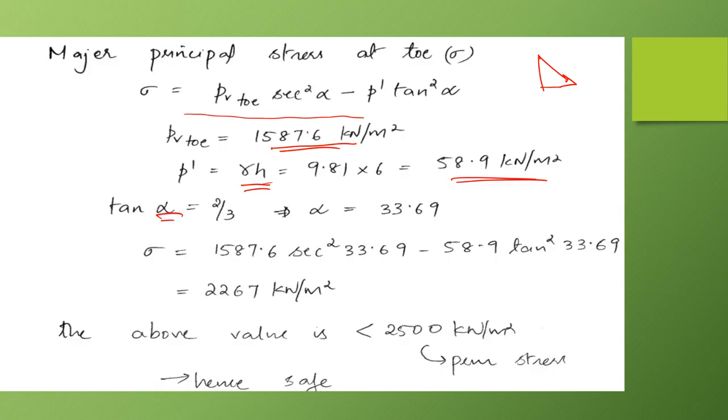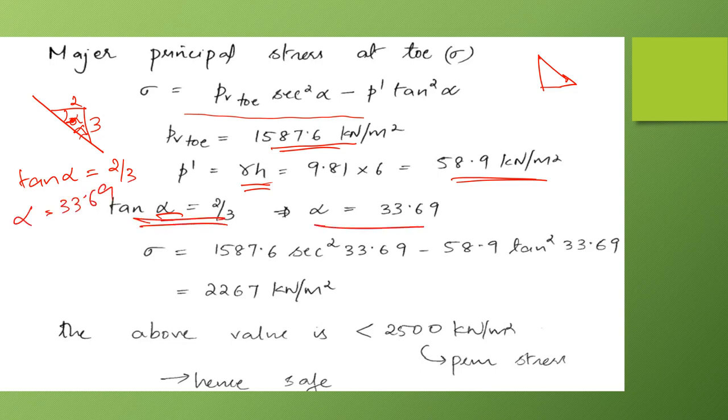Now after that we need to find out tan alpha. Okay, we are given the slope of the downstream face, 2 horizontal to 3 vertical. So this is alpha. So tan alpha is equal to 2 by 3, and alpha is equal to 33.69. Now substituting the value of alpha, P dash and PV toe in the equation of major principal stress, you will get the value of major principal stress as 2267 kilonewton per meter square.